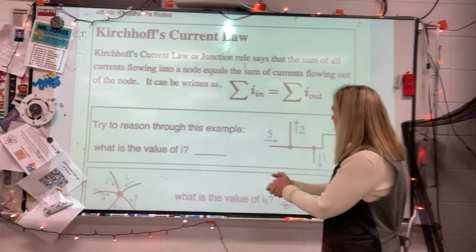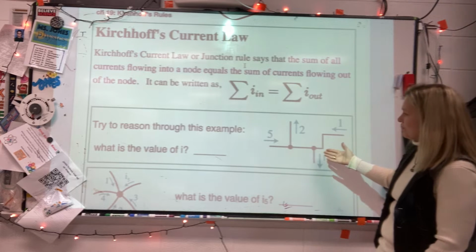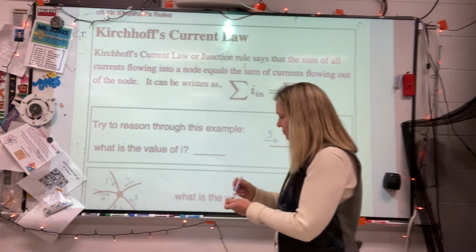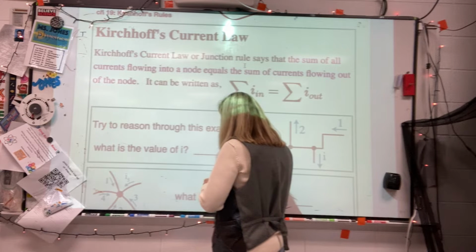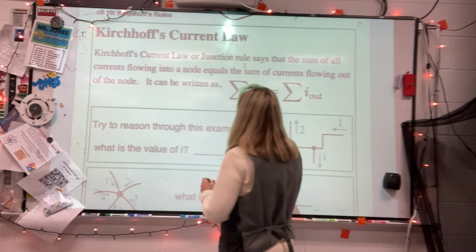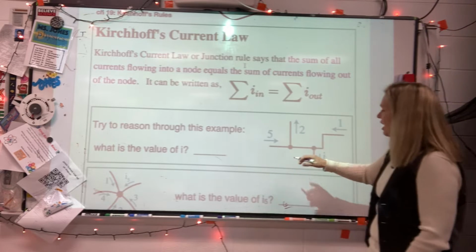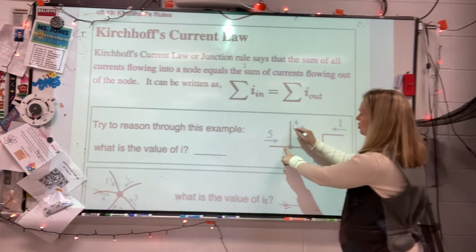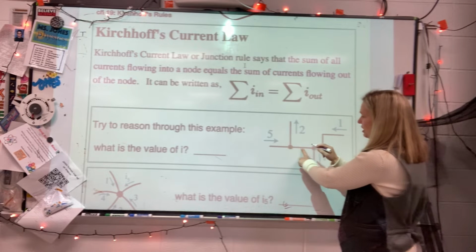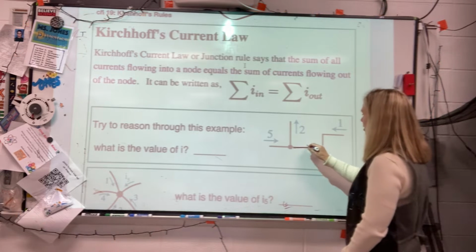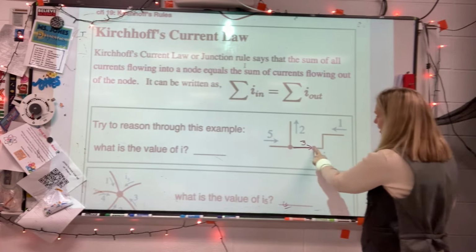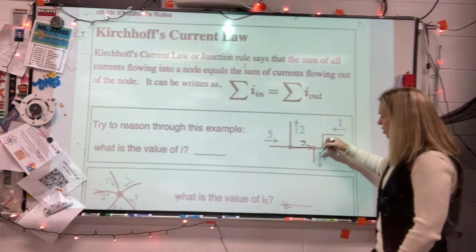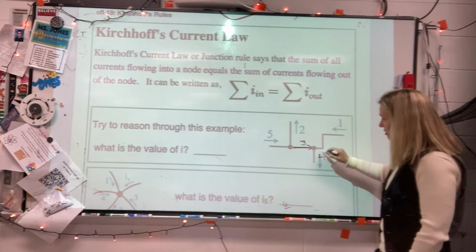So, let's try it. Right here, can you reason through what's happening? 4. Okay, 4. We're 100% success here already. Let me play through what should happen. Here's 5 coming in, and we know 2 is leaving. So what's this leaving? It would have to be 3. We have 3 entering this, and we have 1 entering it. So this leaving must be 4.